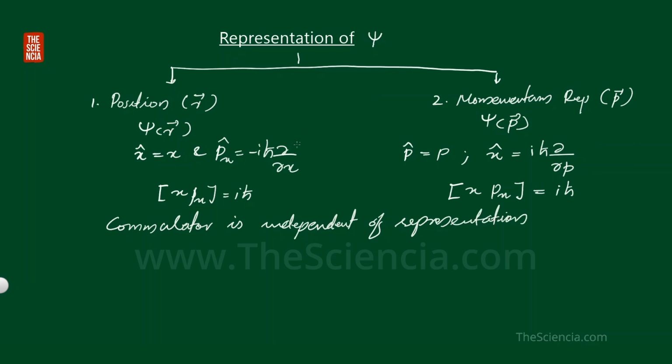Okay, now my question is how we can find out momentum representation if position representation is given, and if momentum representation is given, then how we can find the position representation. So this is the question. What equation connects these two representations? So here what we want to do, we want to change the basis, that is, from position representation to momentum representation and vice versa. Okay, that is what we want to do.